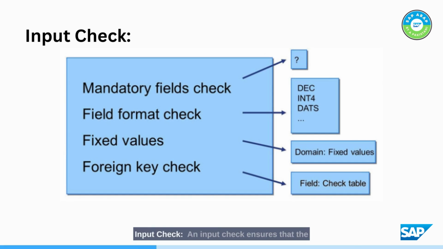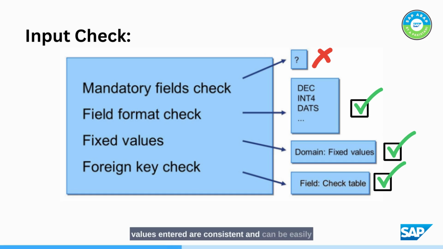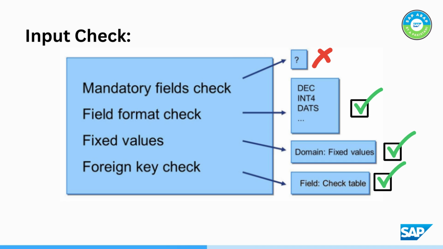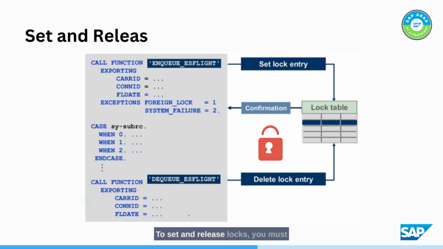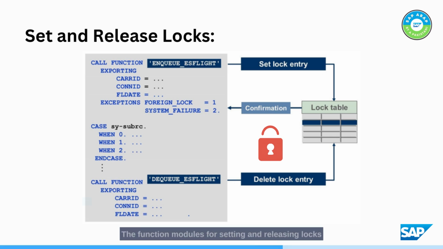Input check. An input check ensures that the values entered are consistent and can be easily defined for screen fields using foreign keys. Set and release locks. The ABAP Dictionary provides support when you set and release locks. To set and release locks, you must create lock objects in the ABAP Dictionary. The function modules for setting and releasing locks are automatically generated from these lock objects. These can then be linked into the application program.